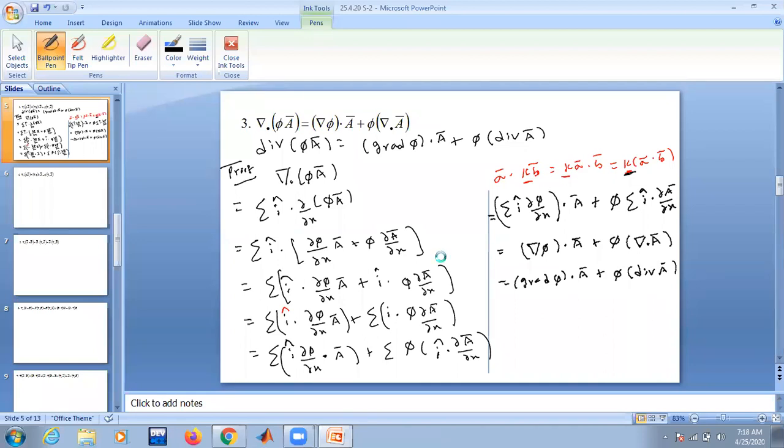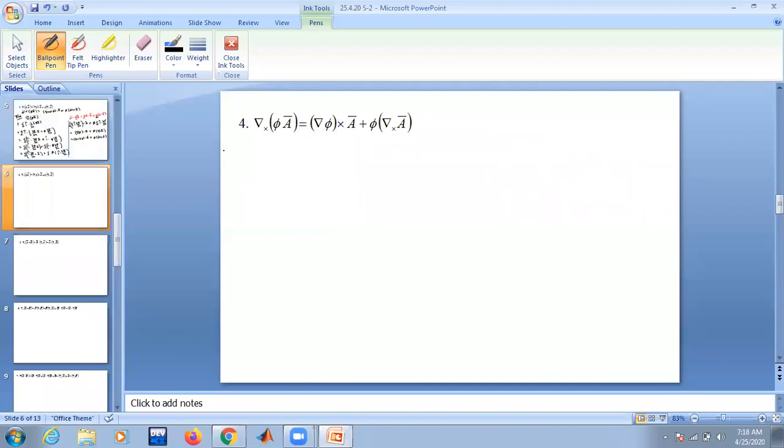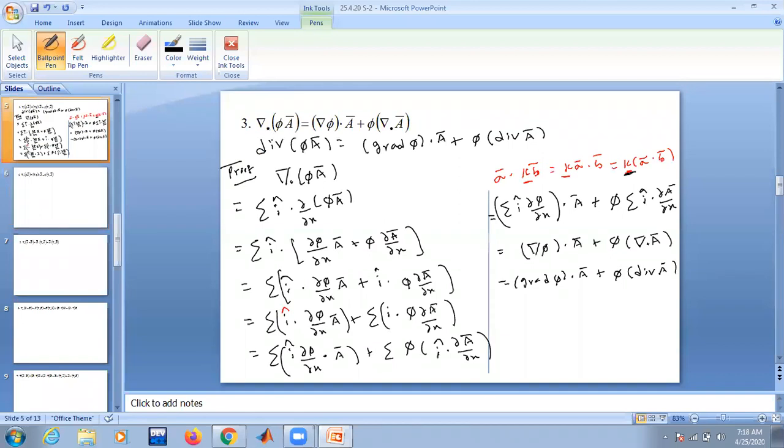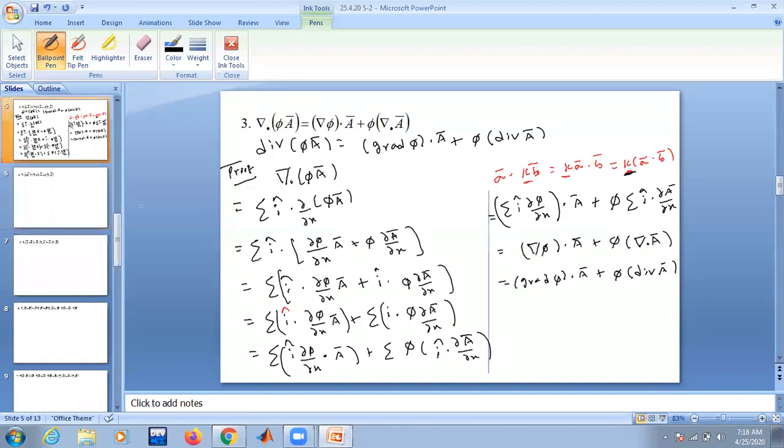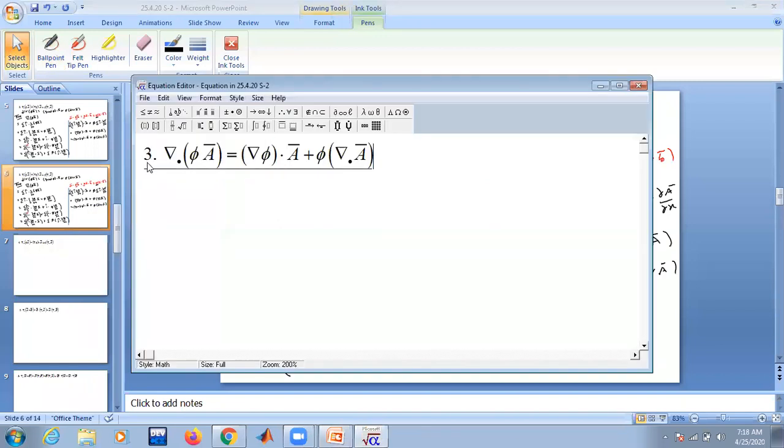What is the next result? The fourth one is also similar to this. Instead of del dot, you are having del cross. So with a few modifications, I can prove the same similar result. So here it is going to be now result number 4.